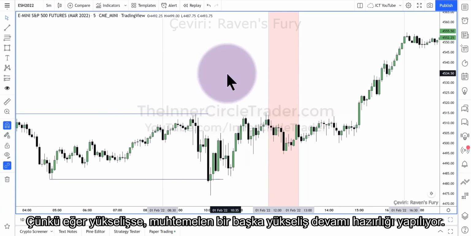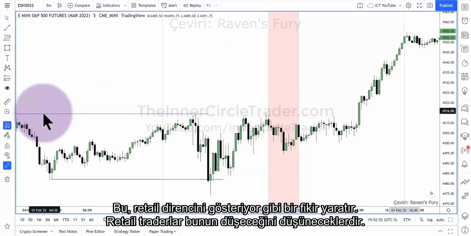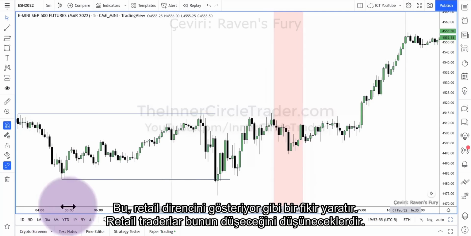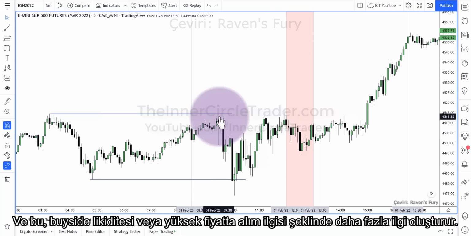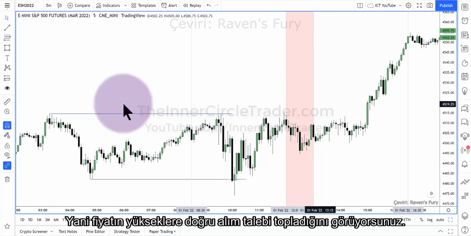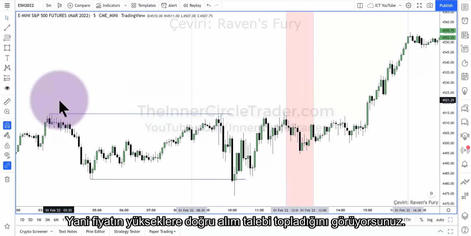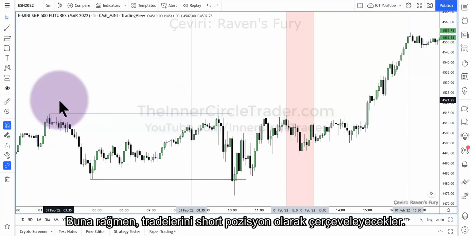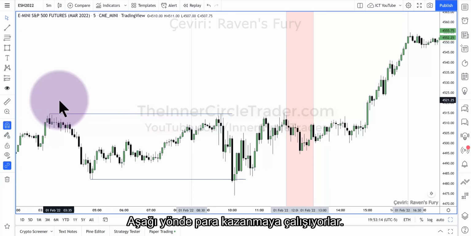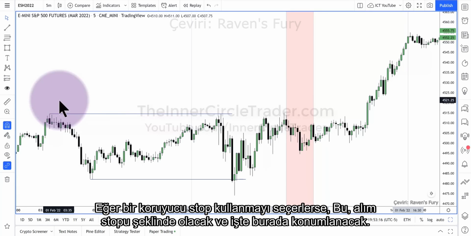Because if it was bullish, this is probably setting up another continuation higher, especially if you start seeing these relative equal highs forming, where it paints the idea that this is retail resistance. So traders are going to think that this is going to go lower. And that starts to build up a lot more interest in the form of buy-side liquidity, or buying interest at a higher price. Even though those traders may be framing the context of their trades as a short entry, trying to make money going lower, their protective stop, if they choose to use one, is going to be in the form of a buy stop. And this is where it's going to be.